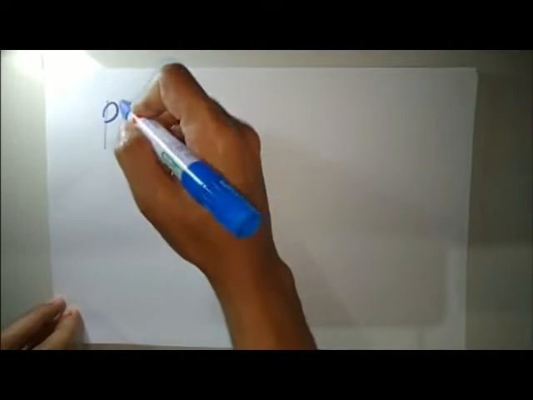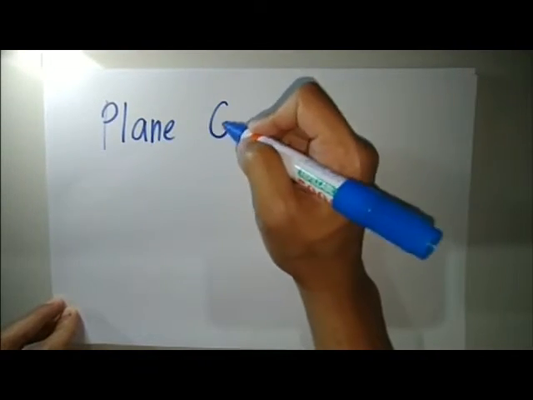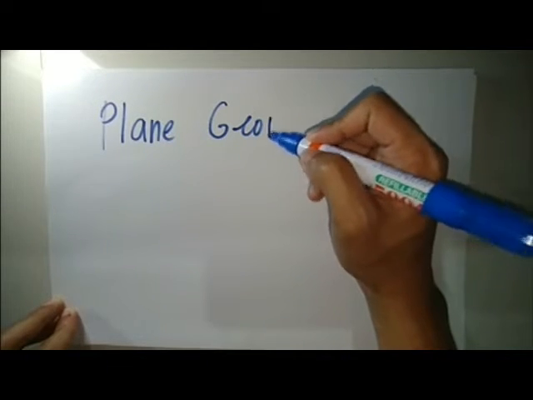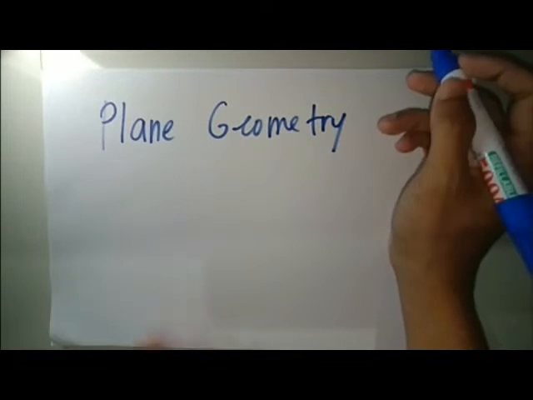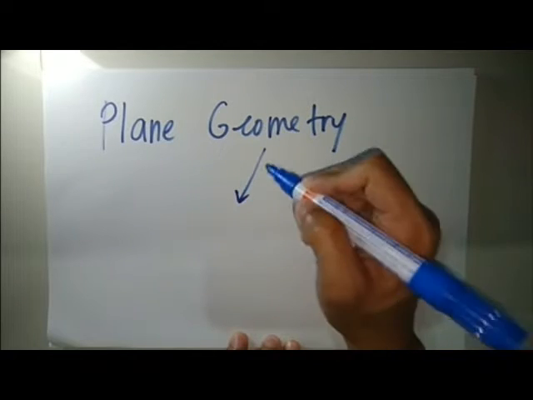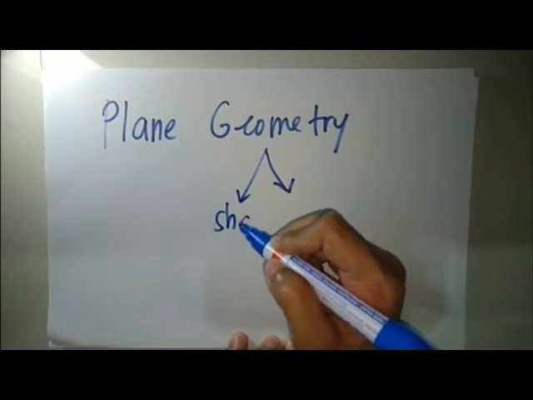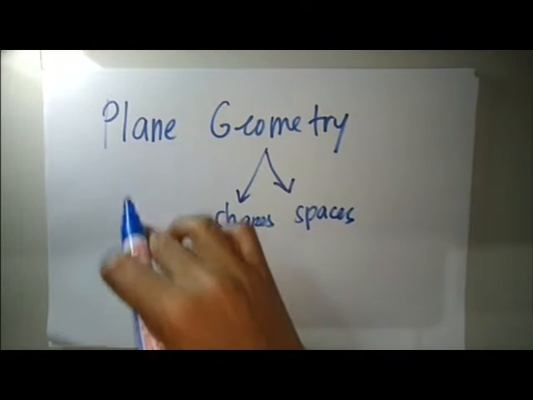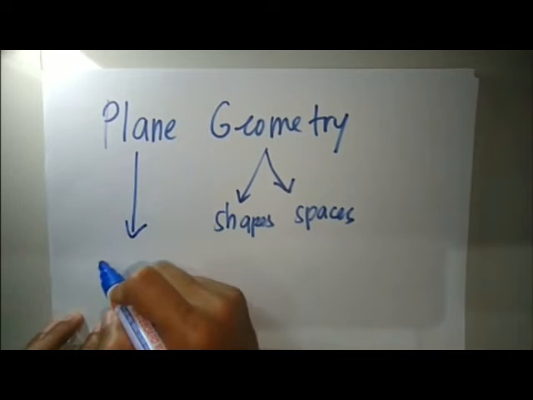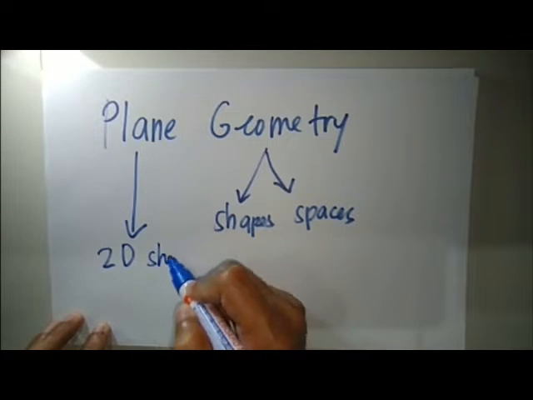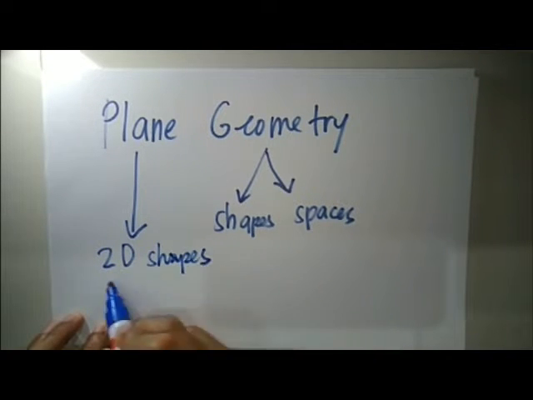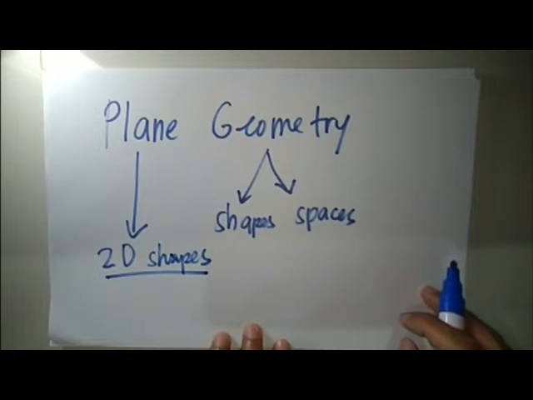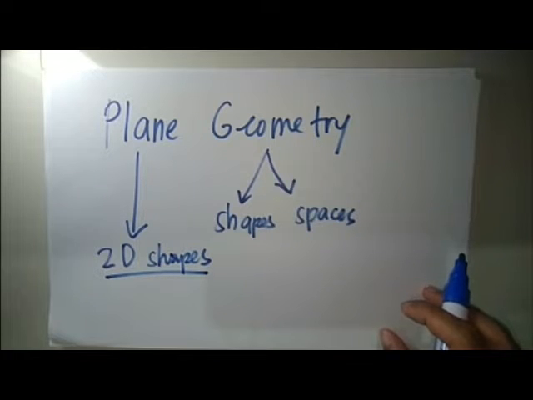Our next topic will be plane geometry. Plane. Geometry is about the properties of shapes and spaces. When you say plane, we are concerned with two-dimensional shapes or objects. So in plane geometry, we have the basic geometric elements and figures.